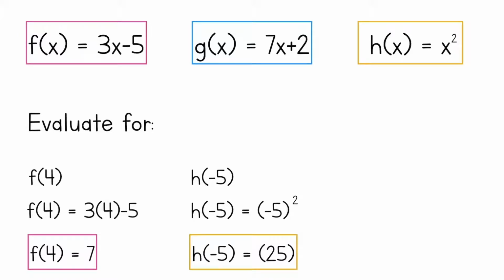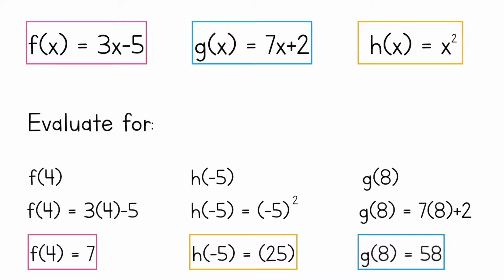And now what if we're asked to evaluate for g of 8? Well, again, all we need to do is plug in 8 for the variable in function g. g of x is equal to 7x plus 2, so that means g of 8 is 7 times 8 plus 2. So 7 times 8 is 56, and 56 plus 2 is 58, so g of 8 is equal to 58.